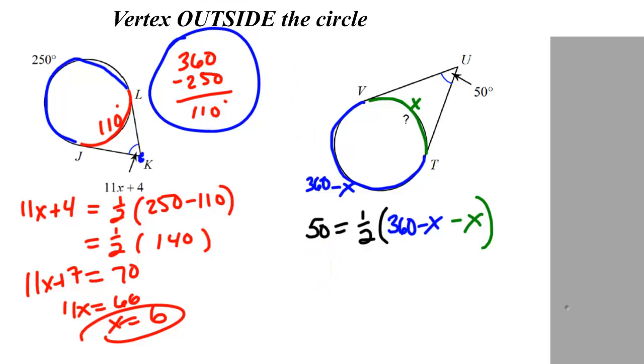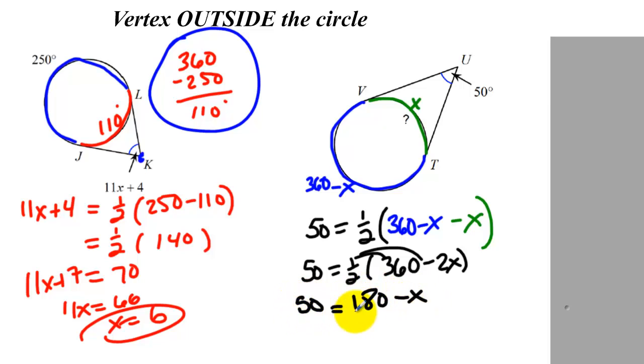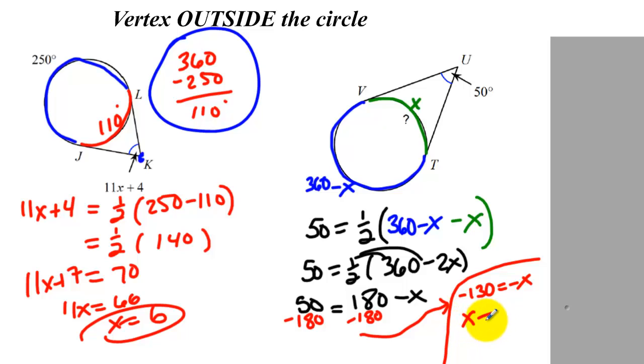Don't you love it? Okay, so let's simplify what we've got. That's, of course, 360 minus 2x. And let's go ahead, this time these are even again, so I'm going to distribute that half in. And I'm looking at 180 minus x. So 50 is 180 minus x. Let's subtract the 180. And I'm running out of room real quickly here. Let me come over here. So I'm saying a negative 130 is the negative x. Okay, x is 130, guys. 130 for your final answer.